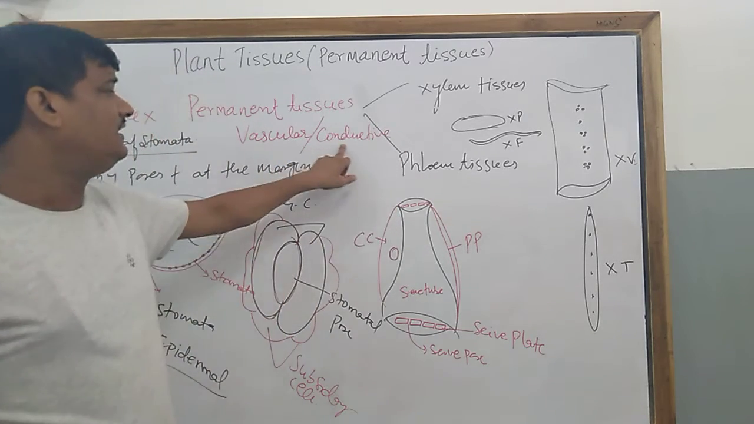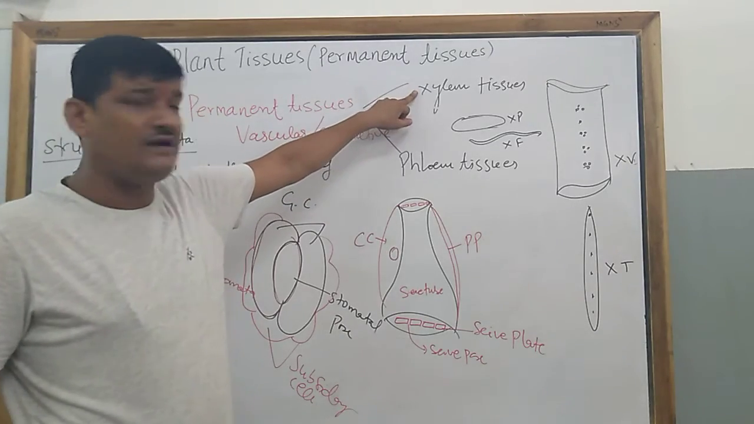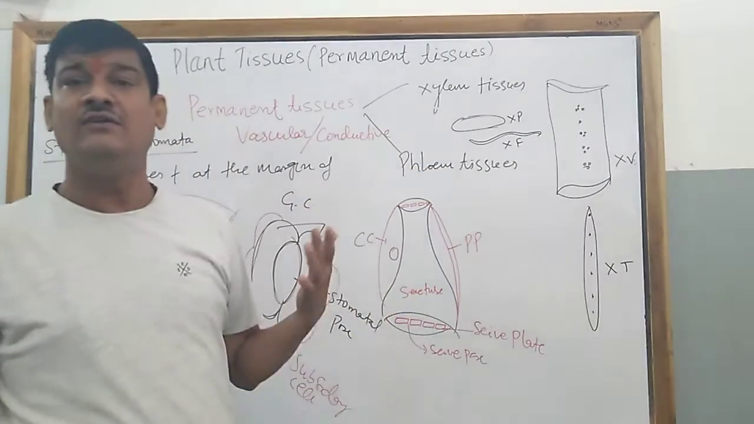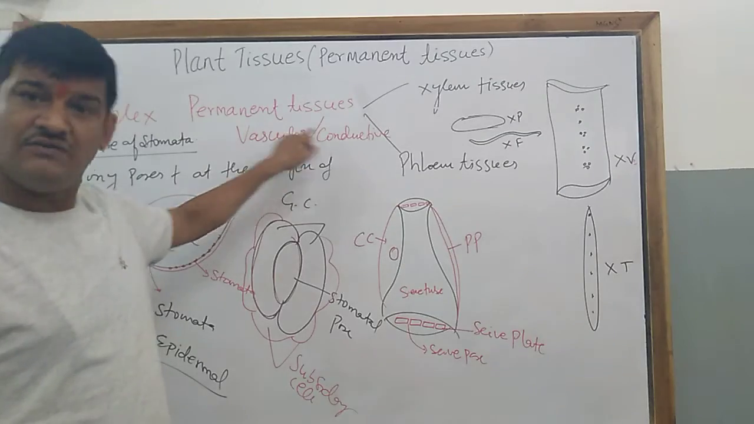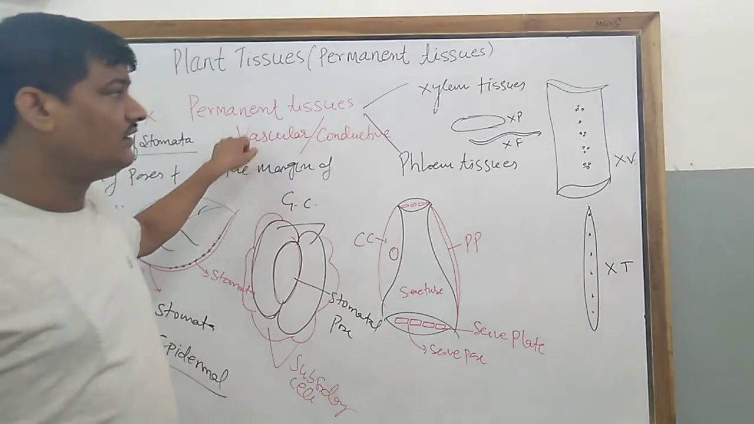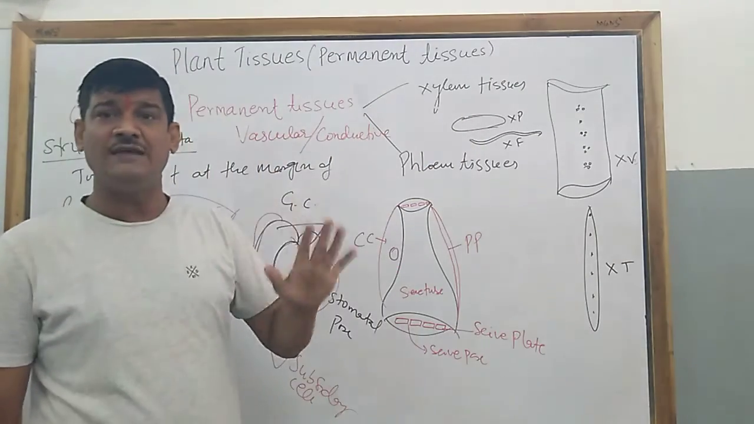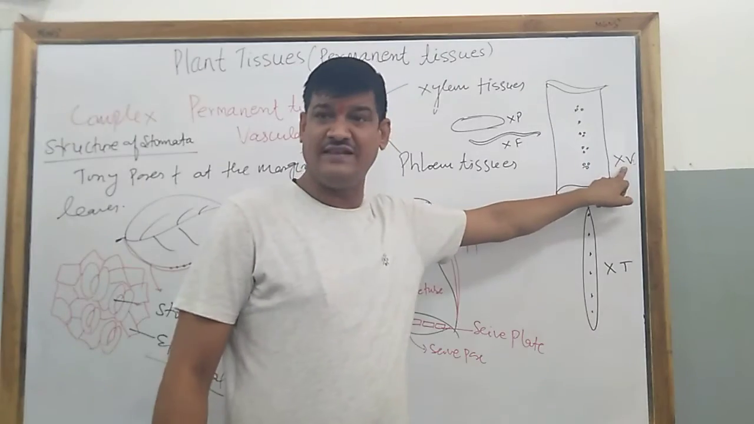Okay, so their name is conductive tissue because the most important function of xylem tissue and phloem tissue is transportation of water and food. Therefore, they are called the conductive tissue or vascular tissue. Now, this xylem tissue consists of 4 types of cells, and number 1 is xylem vessels.